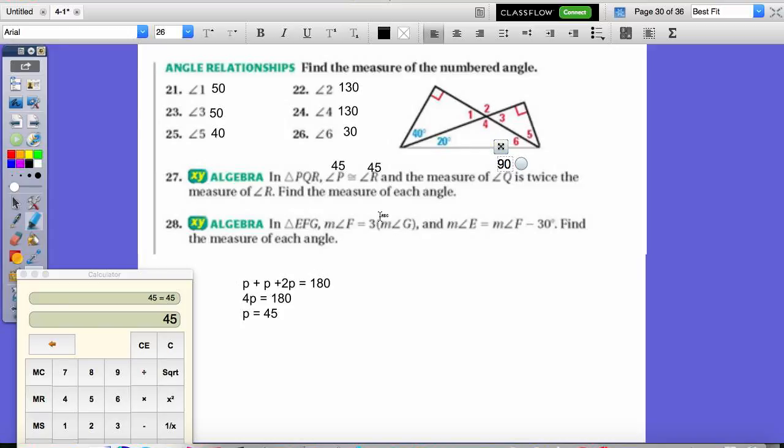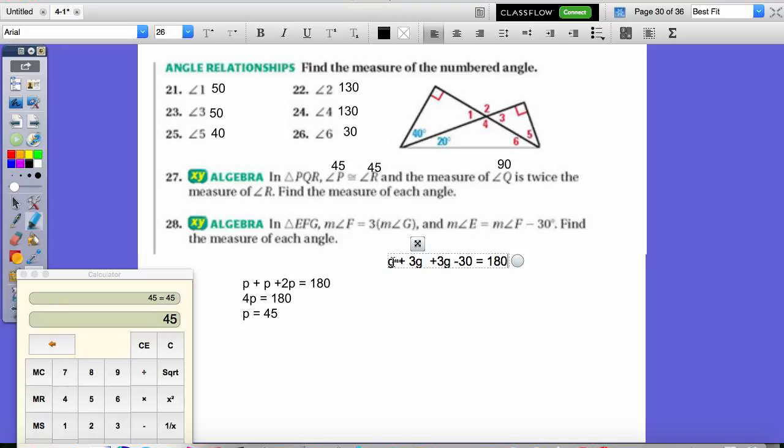Now for number 28, in EFG, the measure of F is 3 times the measure of G, and the measure of E is the measure of F minus 30. So I'm going to have G plus, for F I'm going to have 3G. And for E, I have F, and remember I just said F was represented by 3G, minus 30. And that's all going to equal 180 degrees.